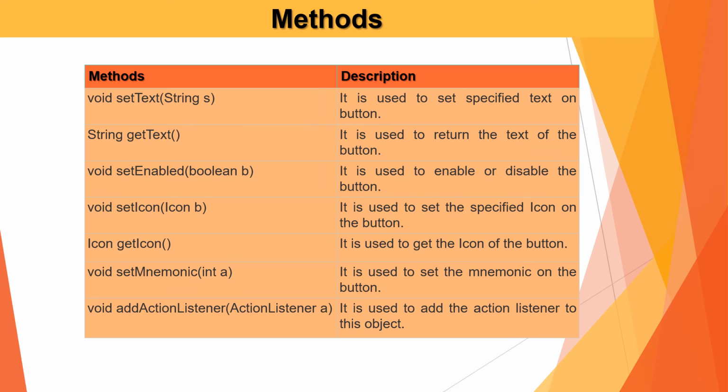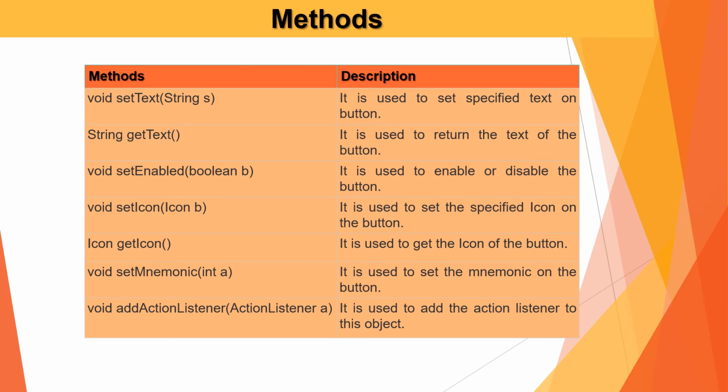Now the next method is Icon getIcon(). This will be used to get the icon of the button. So you can use the icon on that button. The next method is void setMnemonic, which will be used to set a mnemonic on the button. And the last method is addActionListener, with ActionListener a as the parameter, which will be used to add the action listener to this object.